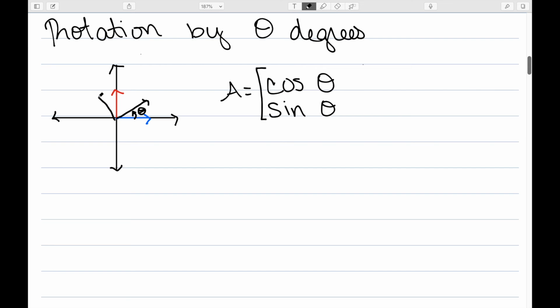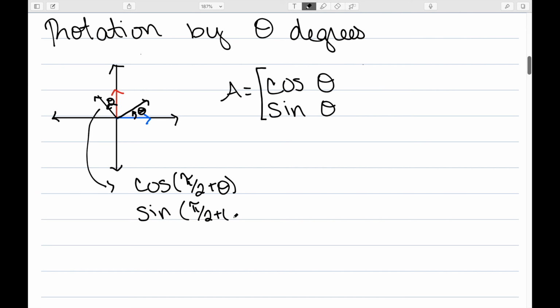The y vector is slightly trickier as I rotate around theta degrees. So I'm going to do some slight work down here. This time, my x is going to be given by cosine of pi over 2 plus theta, since in order to do this, I need to move pi over 2 to get to my y-axis and then theta degrees. And my y is going to be sine of pi over 2 plus theta. And we can use properties of these trig functions to simplify these to be negative sine theta and cosine theta. So this would be my second column.